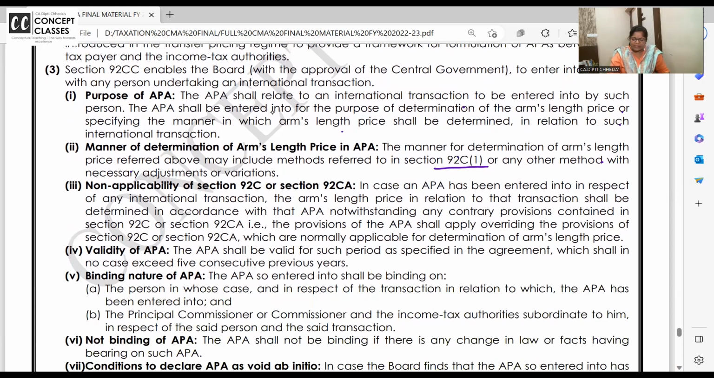Non-applicability of section 92C or 92CA. In case an APA has been entered into in respect of an international transaction, the arm's length price in relation to that transaction shall be determined in accordance with the APA, notwithstanding anything to the contrary, and the provisions of the APA shall override the provisions of 92C and 92CA, which are normally applicable. Superb. It says what? Once you have gone for an advance pricing agreement, you are spending so much money, its fee is 10 lakh, and having obtained the agreement, you need to follow that. Then you cannot change the method again and again. Is this clear to all of you? So it will override 92C. It will override what is happening in routine.